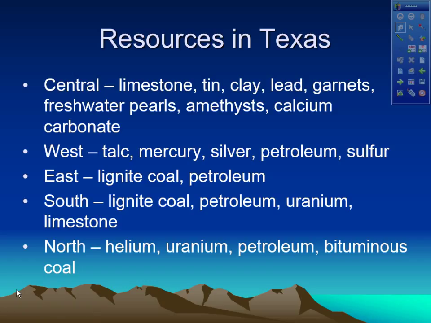So, resources specific to Texas. Central Texas has the limestone, has tin, clay, lead, garnets, pearls, amethyst, and calcium carbonate. West Texas has talc, mercury, silver, petroleum, and sulfur. East Texas, over by us, has the lignite, coal, and petroleum. South Texas, lignite, coal, petroleum, uranium, and limestone. And then North Texas, the helium, uranium, petroleum, and the bituminous coal.